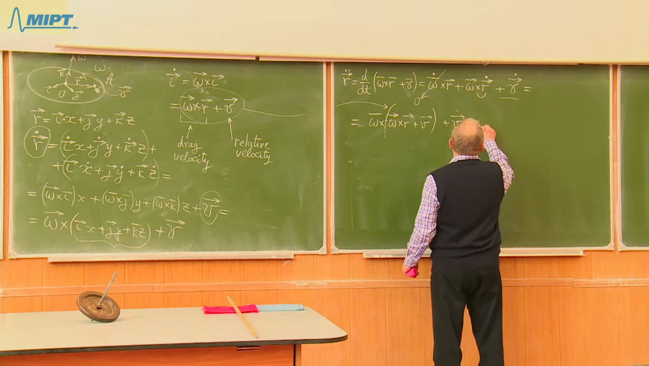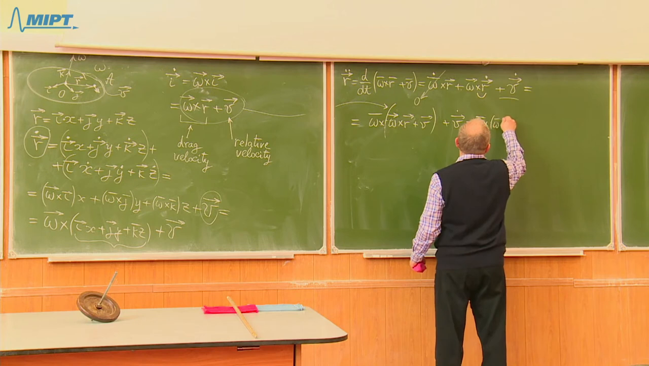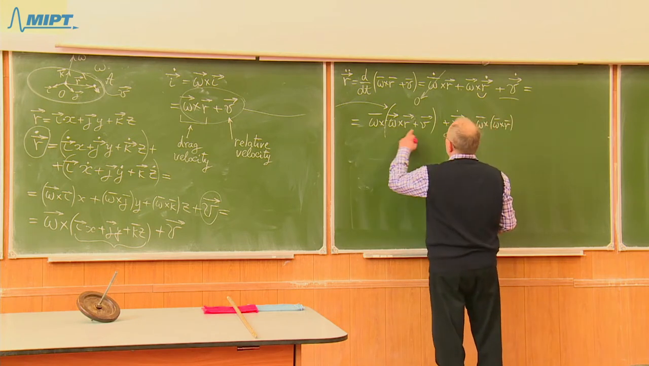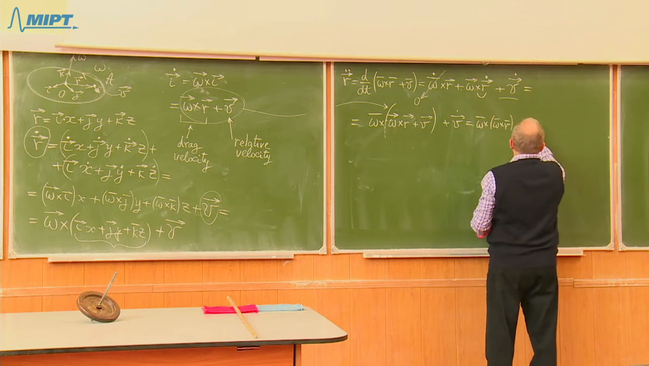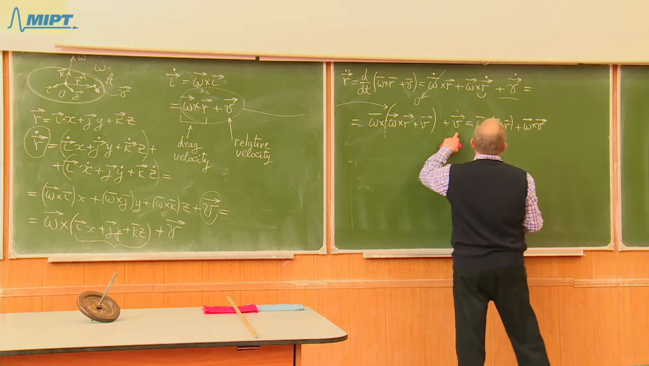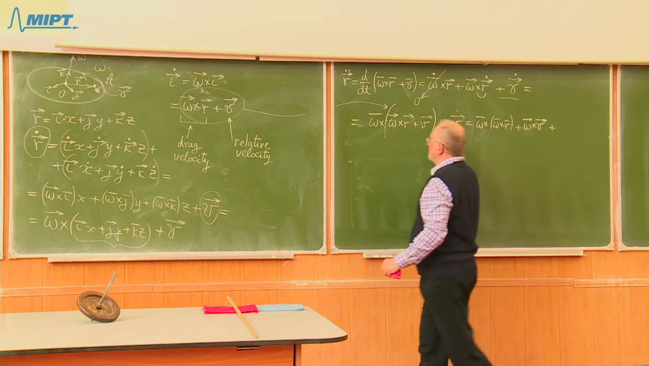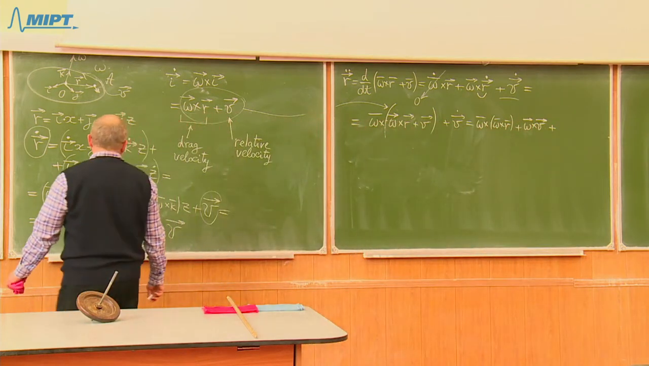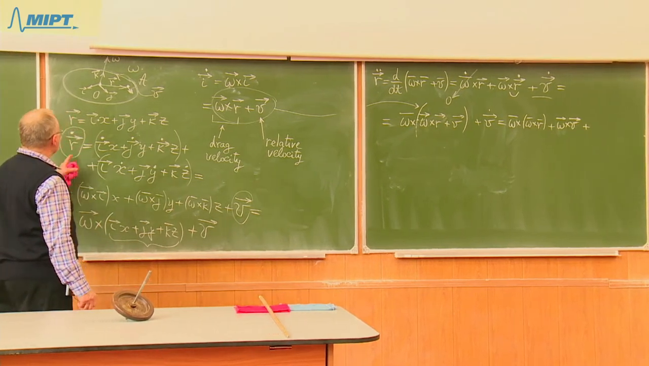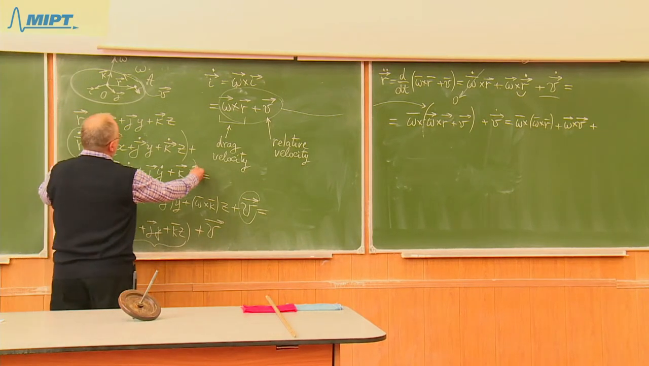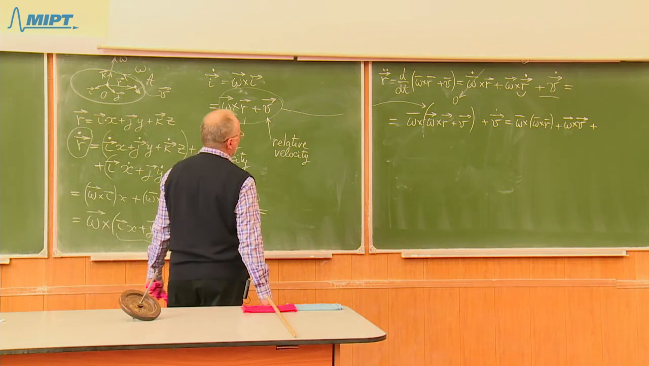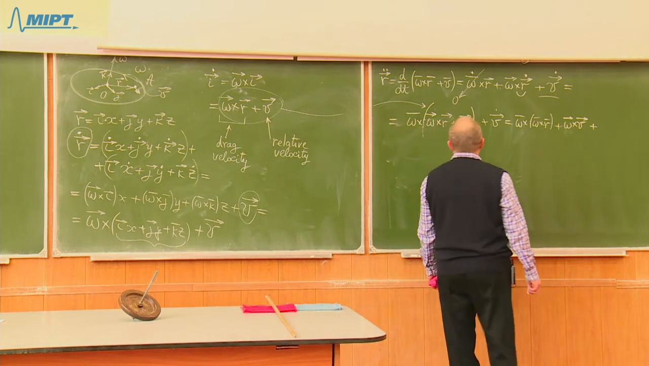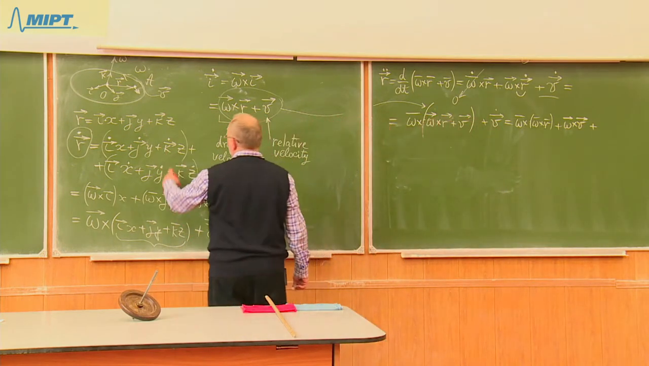That will be omega vector product by omega vector product by r plus omega vector product by v, and plus v dot. What is v dot? I have to take the v, that is this expression, and differentiate it in time. So differentiate this expression in time.